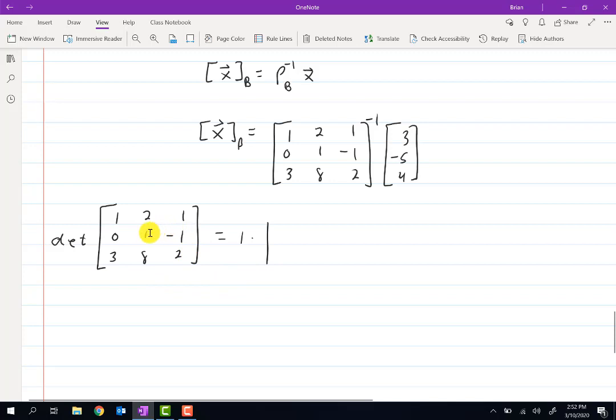I forget what they call this thing. So that'll be a 1, negative 1, 8, 2, and then minus 0 times something. I really don't care about that part. But then plus 3 times the last part. So this is the entry. Cross out the column and cross out the row, and you're left with 2, 1, 1, negative 1.